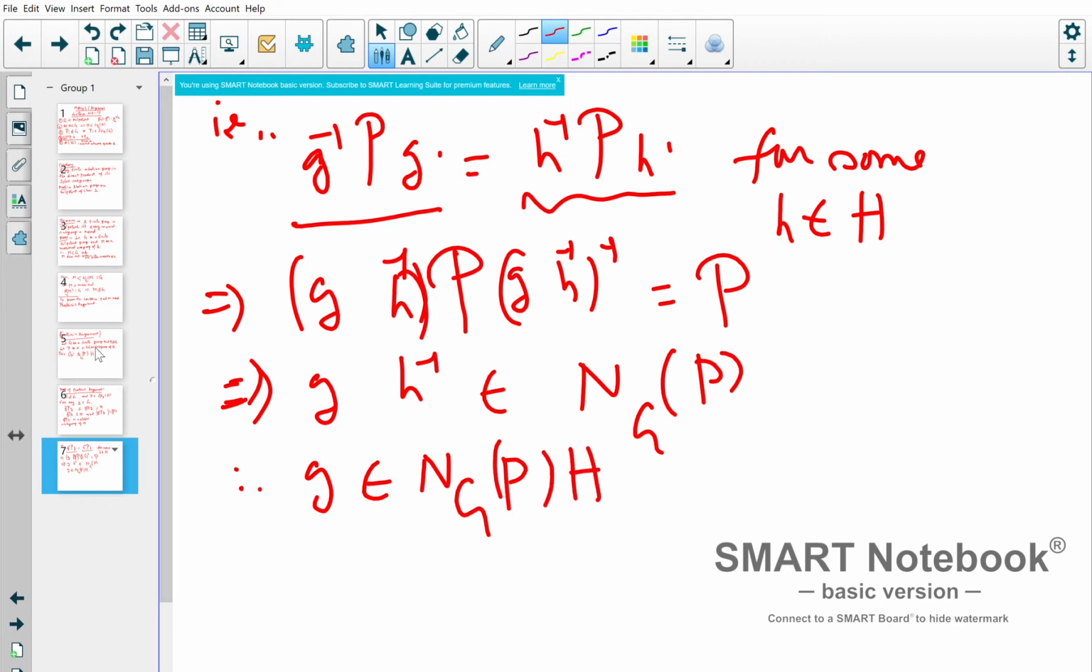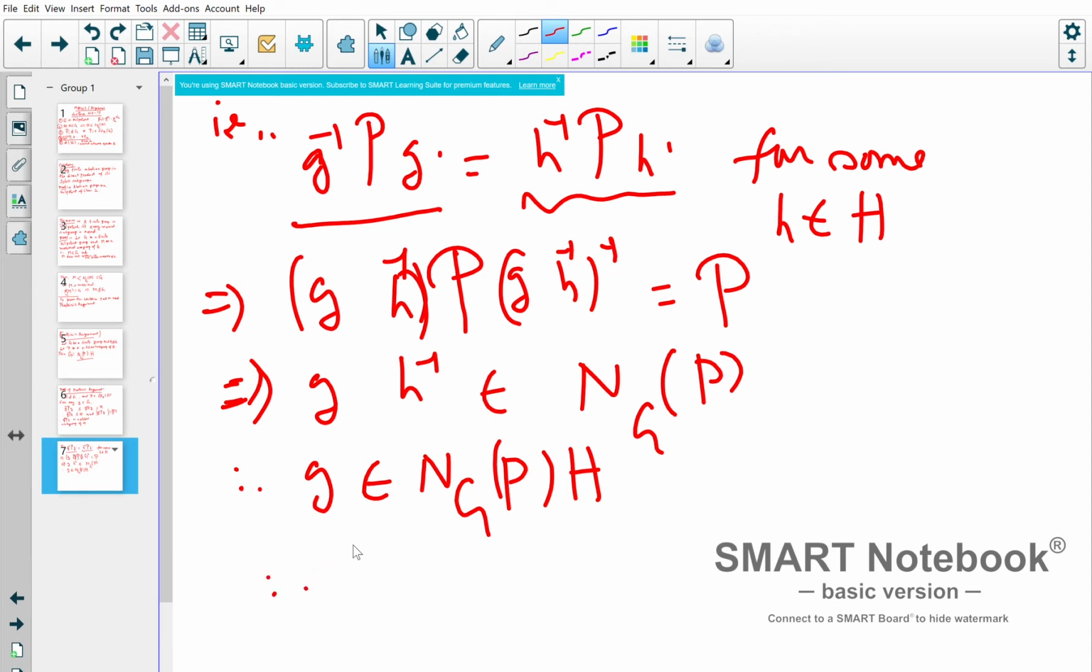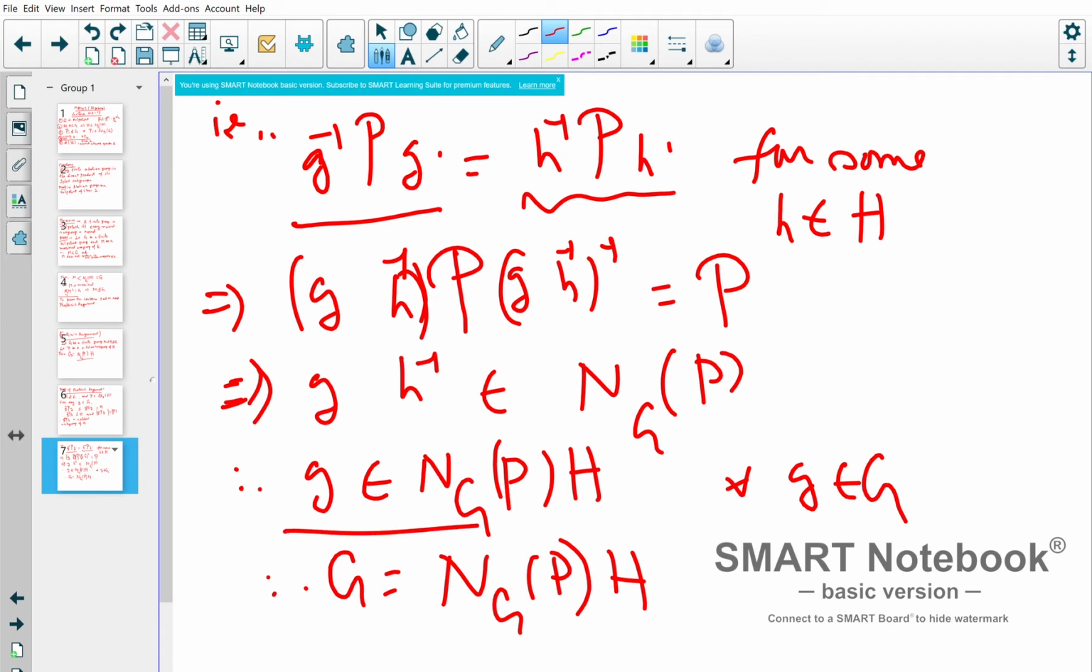This is what we want. Every element of G is of this form. Any element of G can be written as an element from the normalizer of P in G times an element of H, and thus G is nothing but the normalizer of P in G times H. This is true for all g belonging to G.